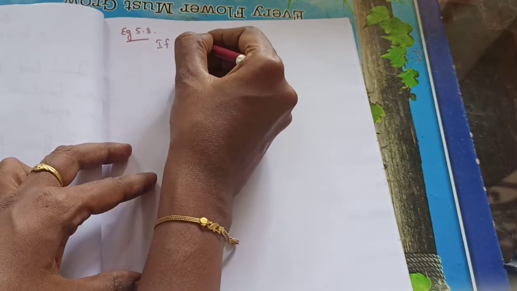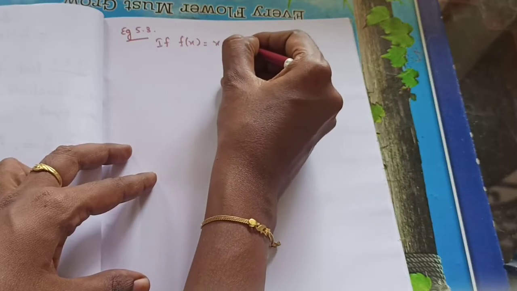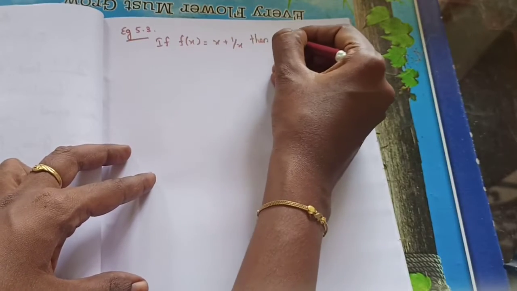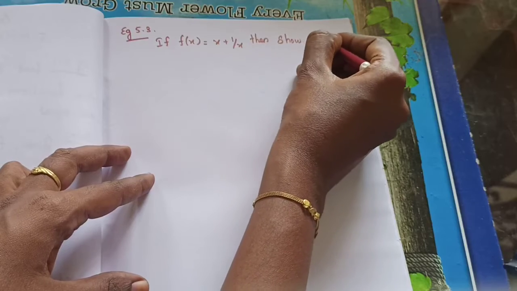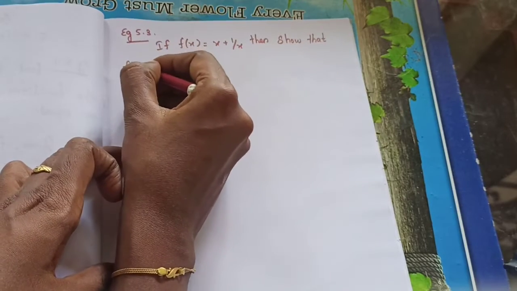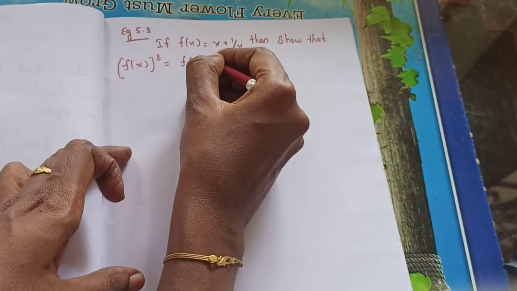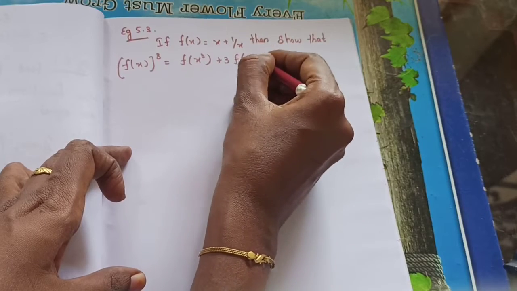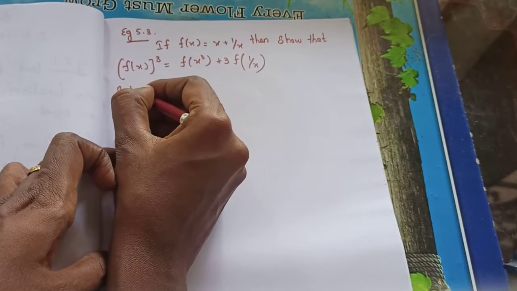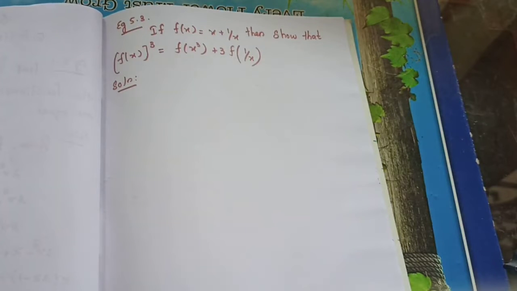If f(x) = x + 1/x, then show that [f(x)]³ = f(x³) + 3 f(1/x). Solution: If f(x) is equal to x + 1/x, then show that f(x) the whole cube is equal to f(x³) plus 3 into f(1/x).